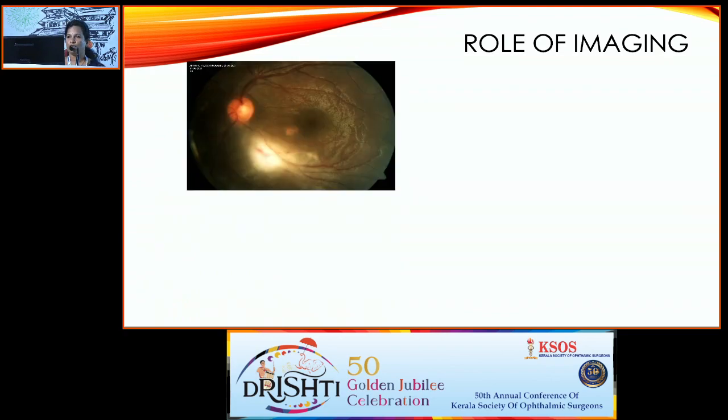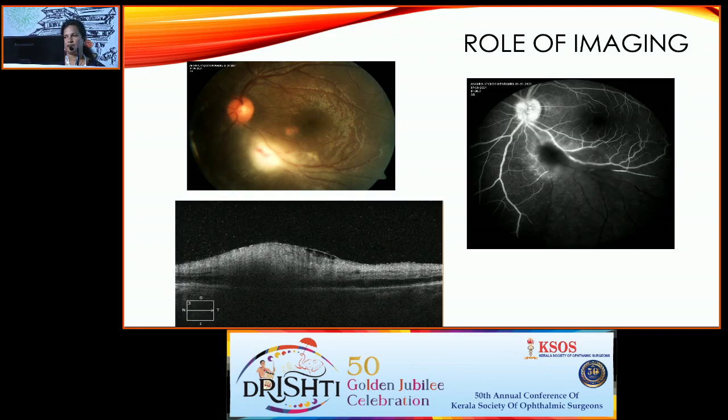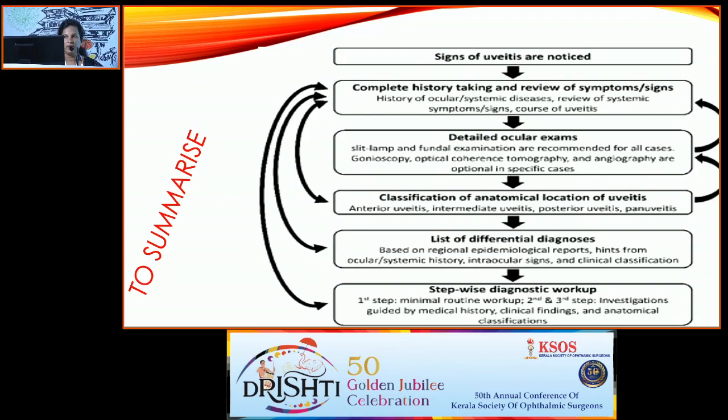And here comes the role of imaging. This is a case of juxtapapillary toxo lesion. OCT shows the retinitis lesion, but FFA shows an associated BRAO also. So to summarize, whenever you see signs of uveitis, complete history and review of symptoms is a must. Then detailed ocular examination with systemic evaluation, then classify according to the anatomic location, list the differential diagnosis and do a stepwise diagnostic workup. And whenever you have a doubt or you are not getting enough outcome, then go back to the history again and do everything again.